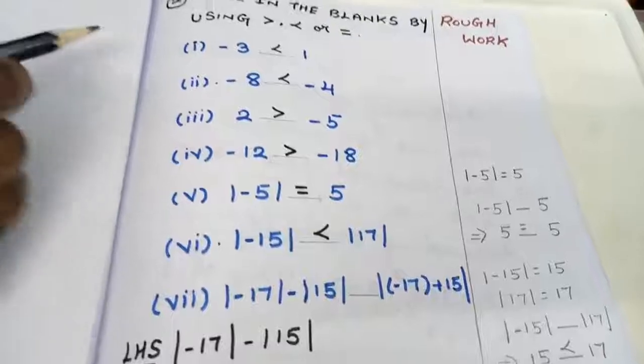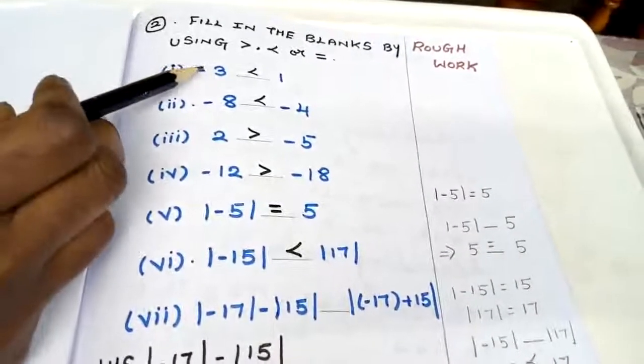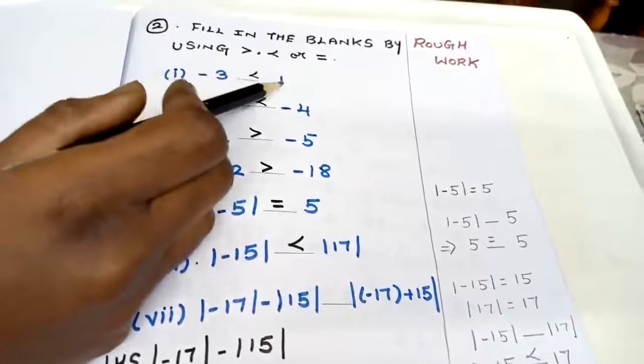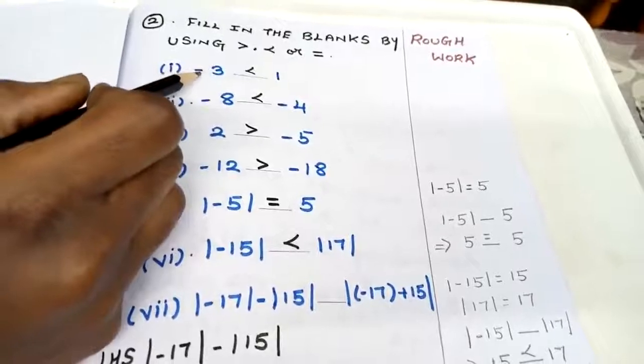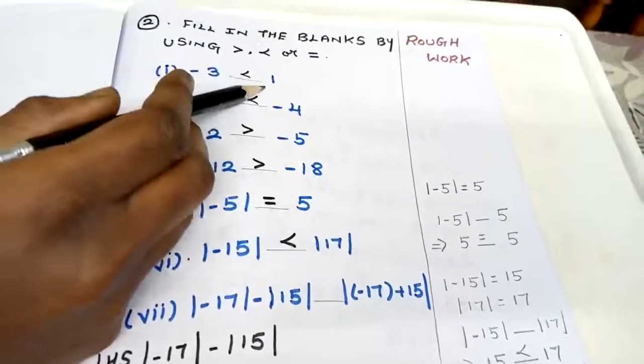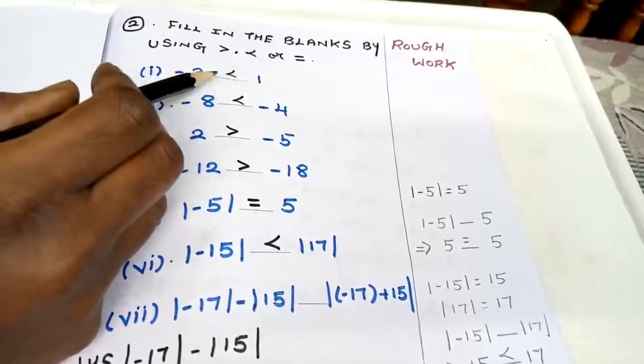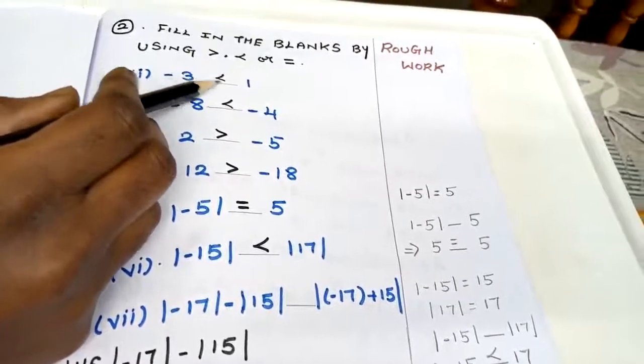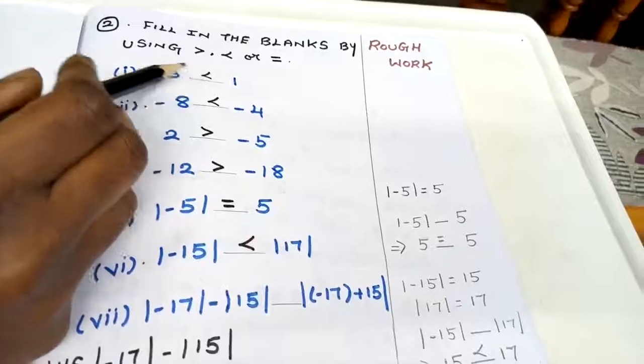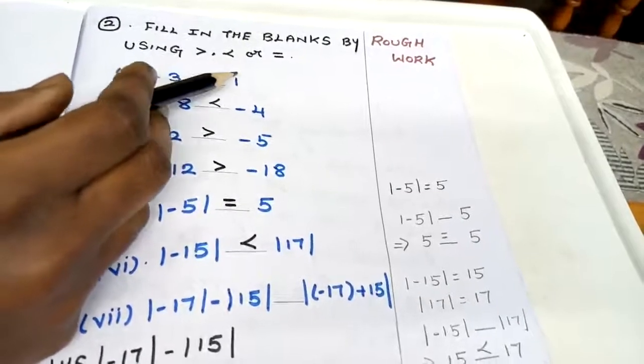I am going to do the sum. What is the first one given here? -3 and 1. Negative value, positive value. Whenever I am comparing, the positive value will be greater. So towards that side, I am just going to put a symbol like this, that is -3 less than 1.